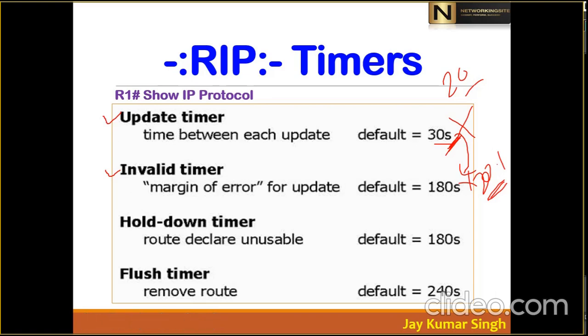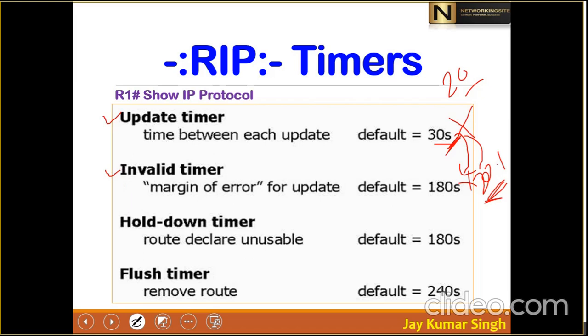So invalid is that the information R2 has received from R1, and R1 is not sending periodic updates about those 20 networks. Did you understand invalid? Yes, I understand.